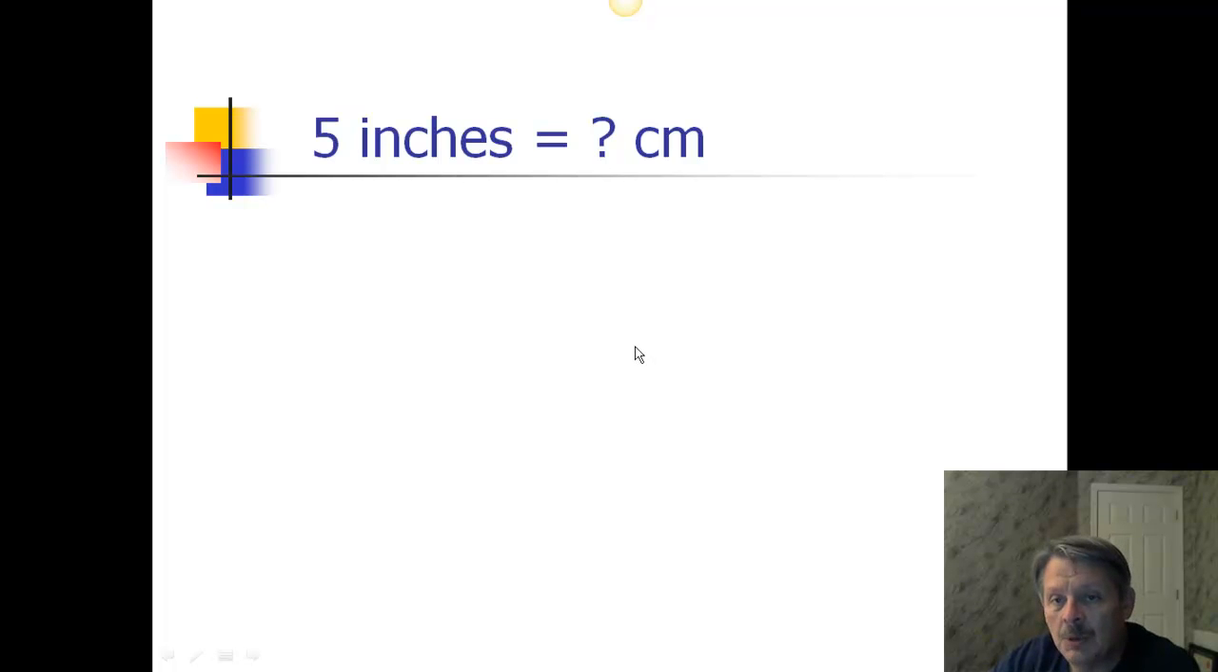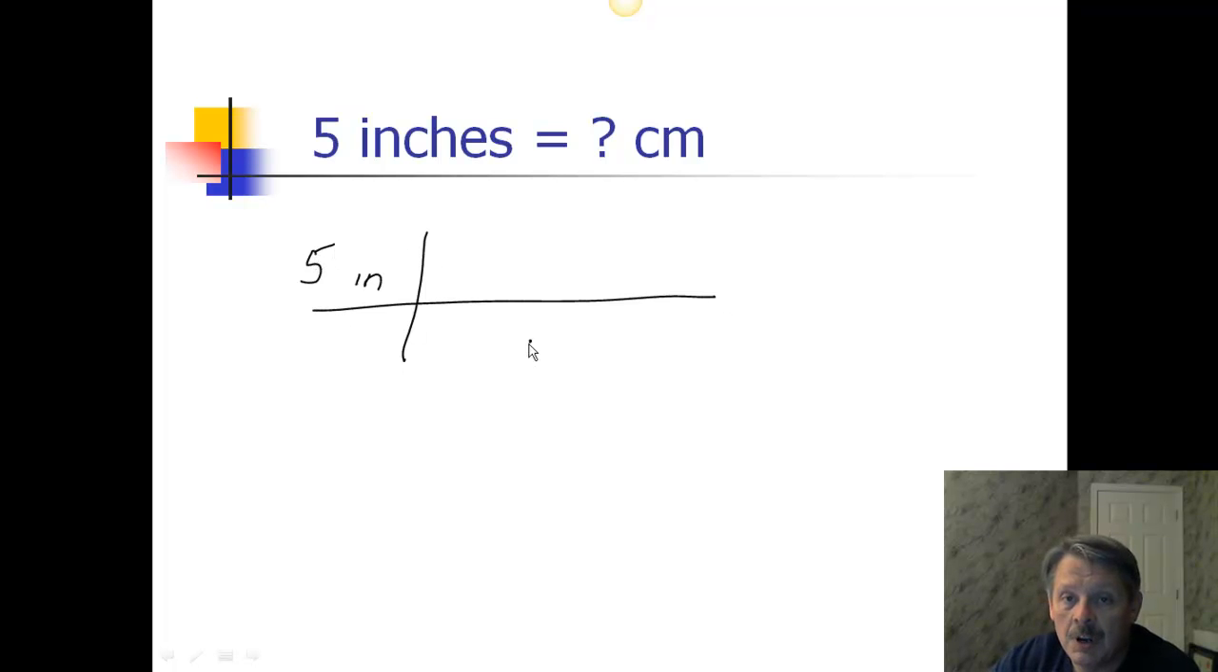How about this one? Go ahead and try it on your own, then come back. Alright, we have 5 inches equals some number of centimeters. So I'm going to start with 5 inches. And that means I have to put it on top, and I put inches on the bottom because I want to cancel inches. And I want to go to centimeters. Now, do I have a conversion factor between inches and centimeters? I sure do. I know that there are 2.54 centimeters in 1 inch.